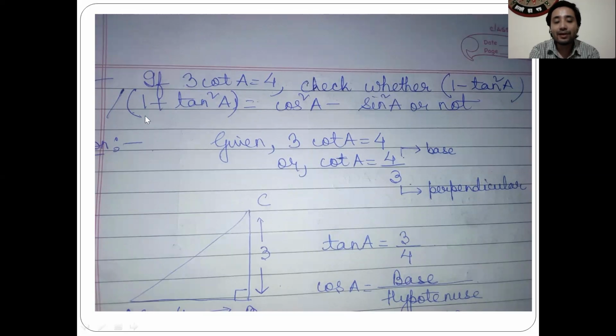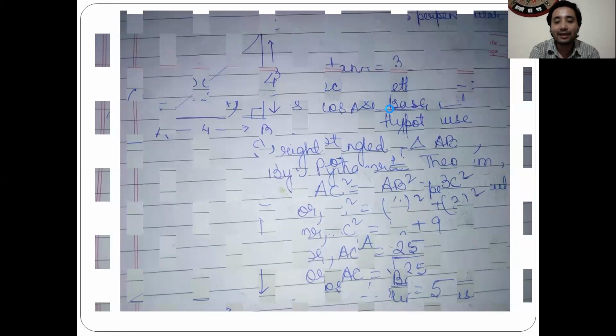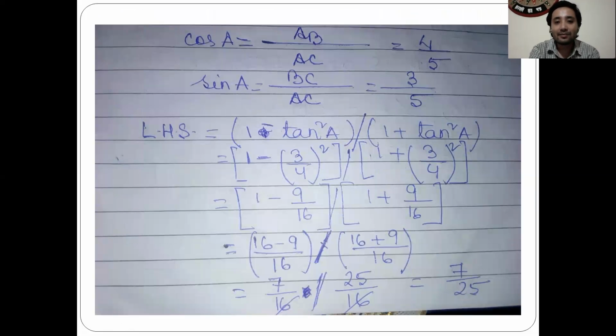So now, if I go back to the question, what was the question which was asked? 1 minus tan square A by 1 plus tan square A. This is the left hand side, and right hand side was cos square A minus sin square A. So let me define the right hand side, because left hand side is already defined.